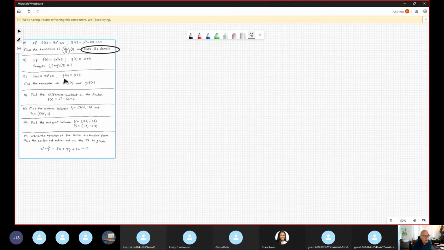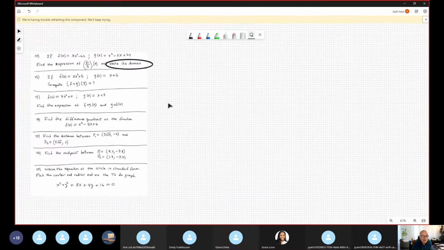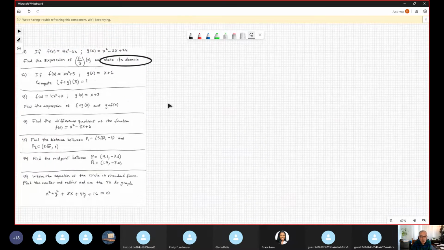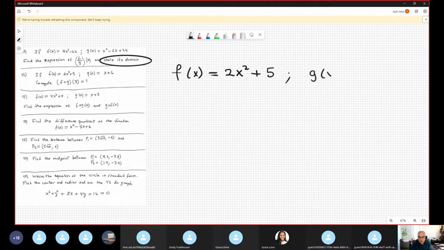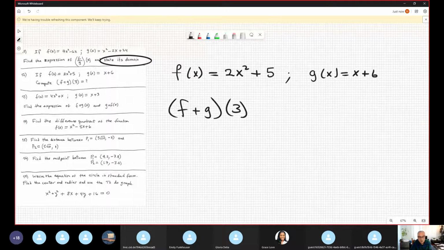Let me go to number 12. Number 12, you also have two functions. This is super easy, and I don't know why the students make a mistake in this question. This is really easy. f of x is 2x squared plus 5, semicolon, g of x is x plus 6. And they want you to compute f plus g evaluated at 3. You need to know that this is equivalent to f evaluated at 3 plus g evaluated at 3.